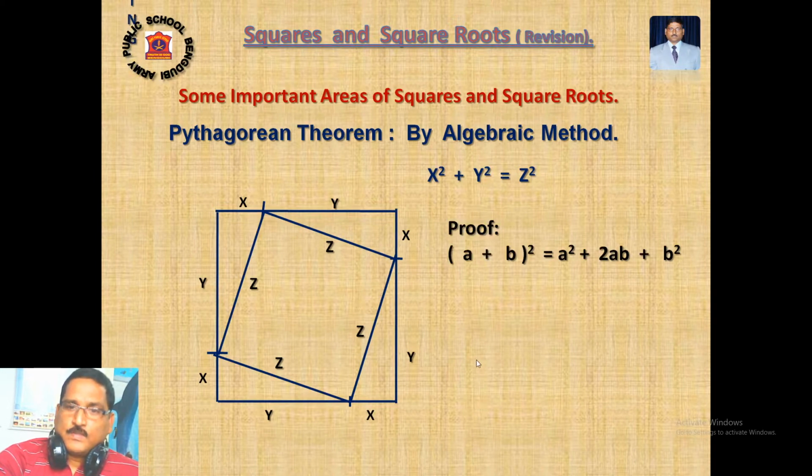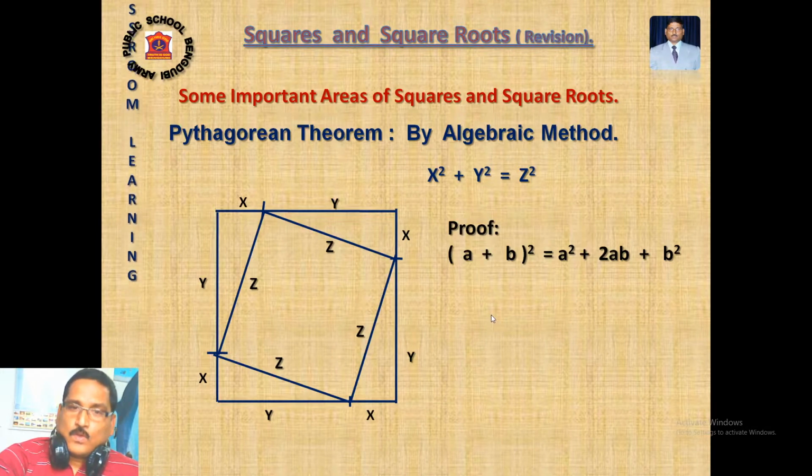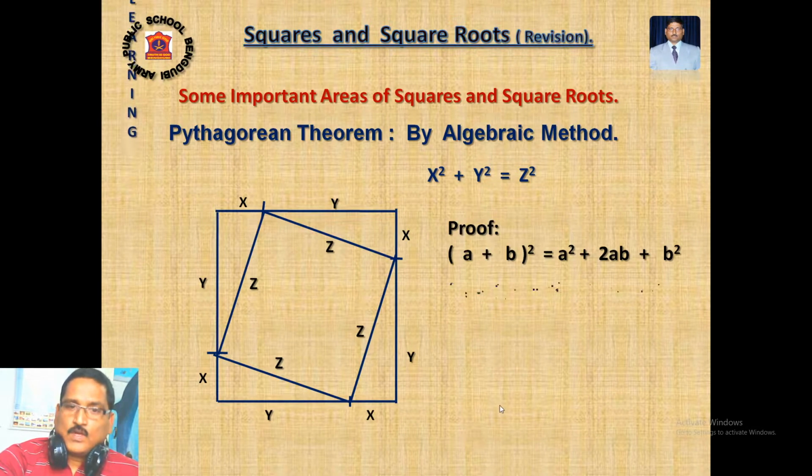So now what is the formula, the identity I am going to apply? A plus b whole square. A plus b whole square is equal to a square plus twice ab plus b square. What is a here? X. What is b here? Y. That means in this case, what will apply?